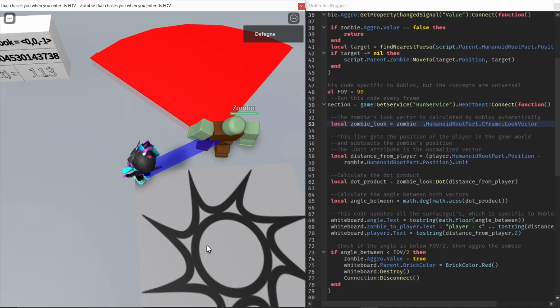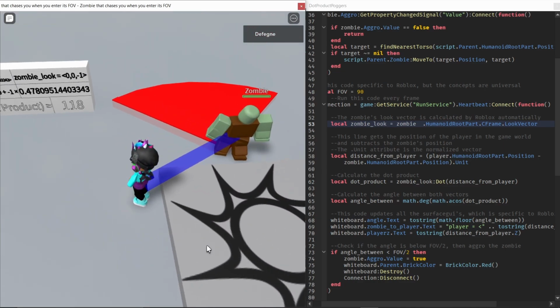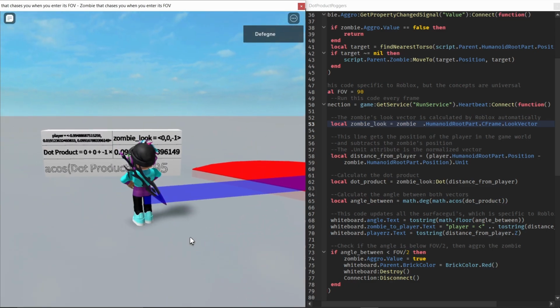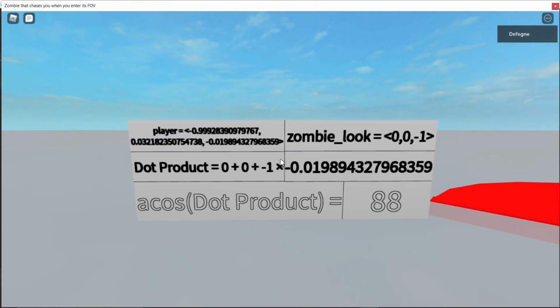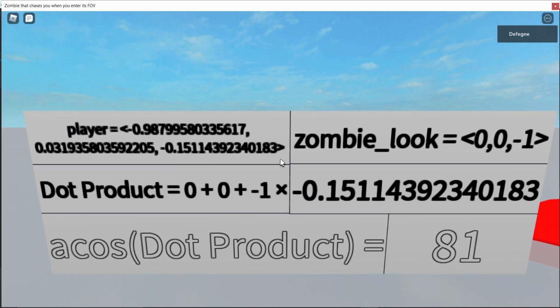The FOV of the zombie is visualized in red, and the blue vector changes direction as I move around. On this whiteboard, we can see that the player vector changes, but the zombie look vector does not change since the zombie is standing still.